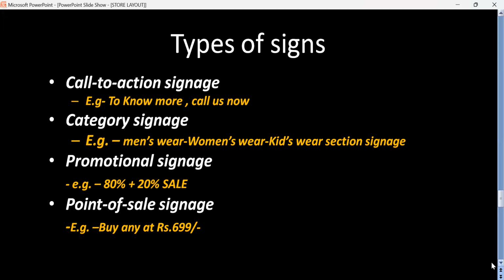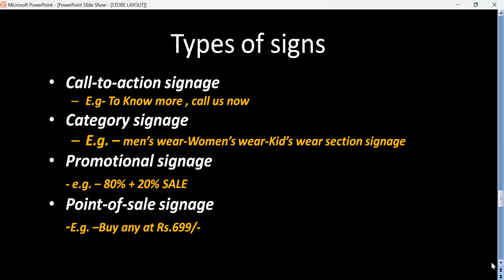First is call to action signage. Those signages mainly inform or invite the customer to take some action, like to know more, call us, or subscribe, so there are messages where the customer needs to take some sort of action. Then there are category signages, like displays for men's wear, women's wear, kids wear sections. There are promotional signages also, like sale signages, buy one get one free. All these are promotional signages.